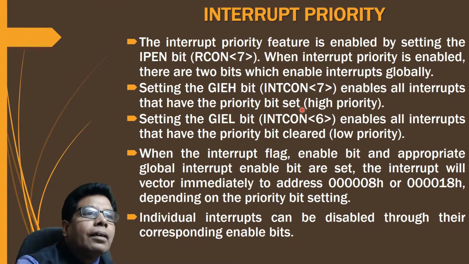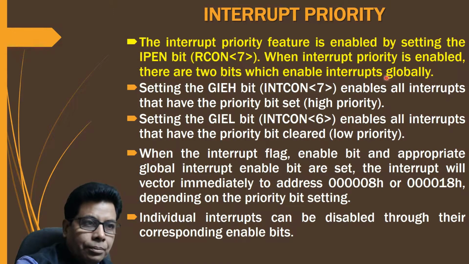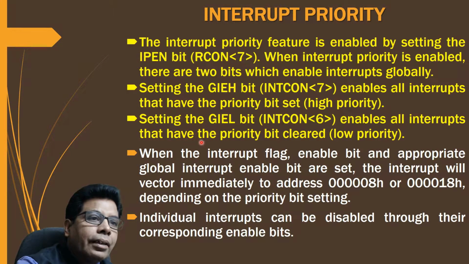Then interrupt priority. The interrupt priority feature is enabled by setting the IPEN bit, that is RCON bit 7. When interrupt priority is enabled, there are 2 bits which enable interrupts globally. So setting the GIEH bit, that is INTCON bit 7, now this is RCON bit 7, this is INTCON bit 7, enables all interrupts that have the priority bit set. So when this priority bit is set, it will have the high priority. Then setting the GIEL bit, INTCON bit number 6, enables all interrupts that have the priority bit cleared. That means it is 0. So it will have the low priority.